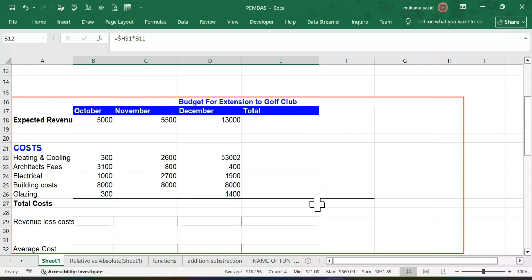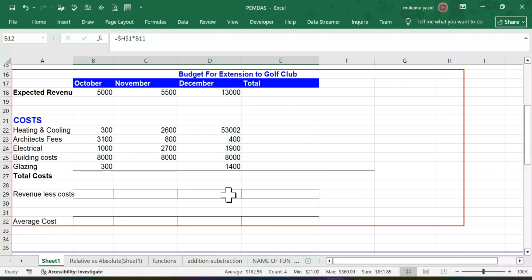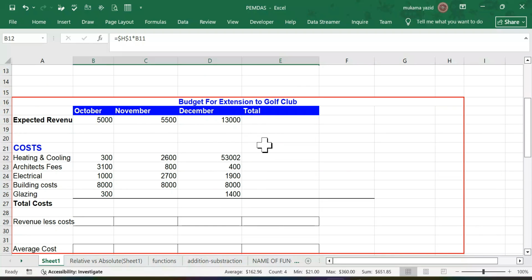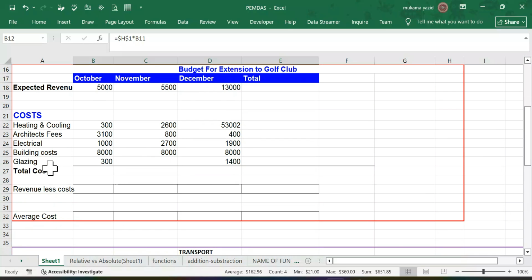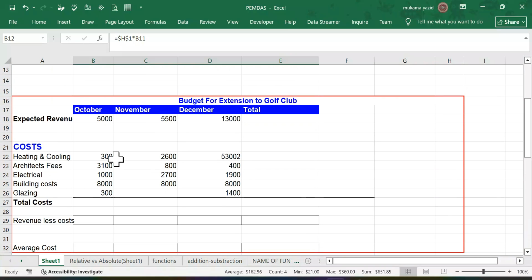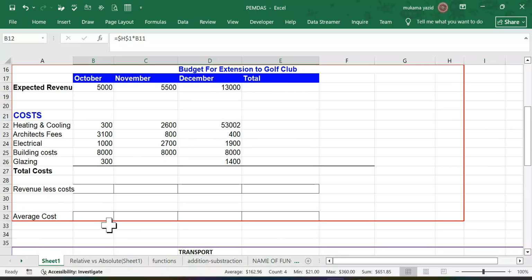That is question 1. And another question here, they said budget for extension for a golf club. They give us October, November, December, February. Expense, that is expected revenue, this is the amount. Then the costs: heating and cooling, architecture fee, then electrical, then building costing, glazing, total costing, revenue. So they wanted us to use these values to come up with some calculations.